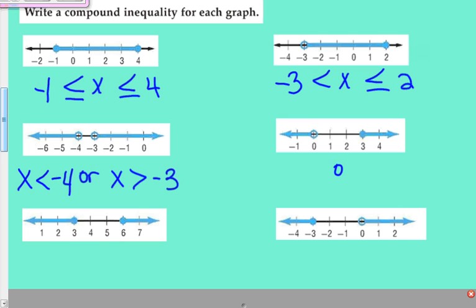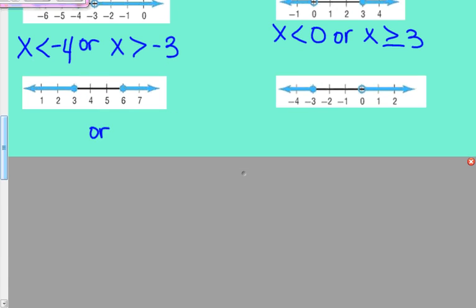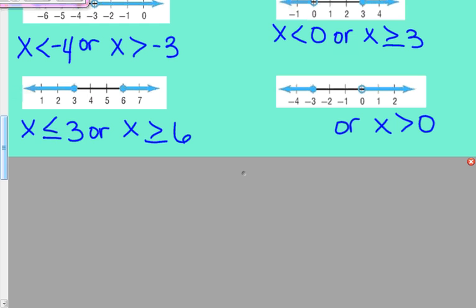Here's another or situation. X is greater than or equal to 3, or x is less than 0 without an equal to. Let's go down and do another or. X can be greater than or equal to 6, or x can be less than or equal to 3. Those are your two situations. And again, x can be greater than 0, or x can be less than or equal to -3.